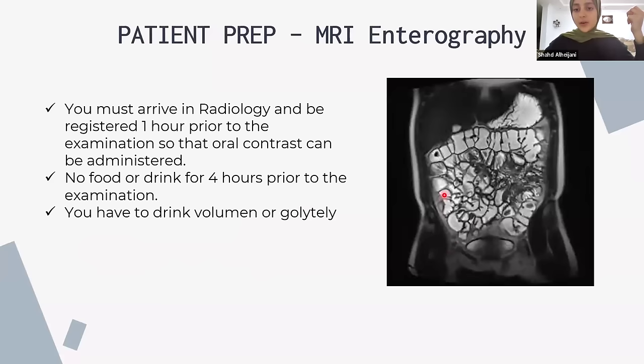This is an MRI enterography. So enterography means you're scanning the bowel. And this is an MRI scan, not a CT scan. So here the patient prep is, you must arrive at the radiology and be adjusted 1 hour prior to the examination. NPO 4 hours prior to the examination, and again drink volumen or Golitalin, which is a laxative.